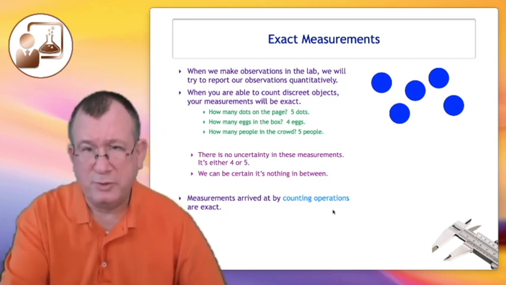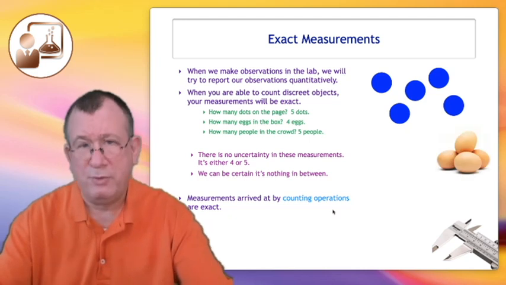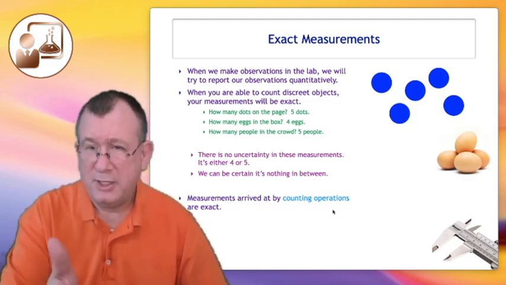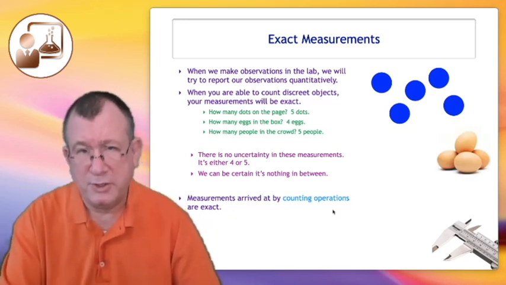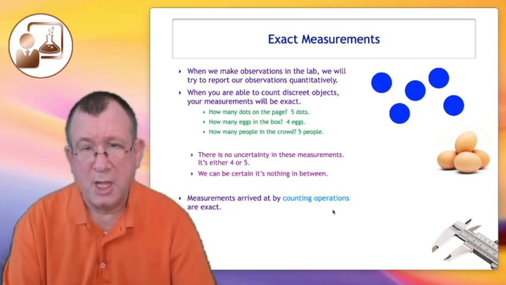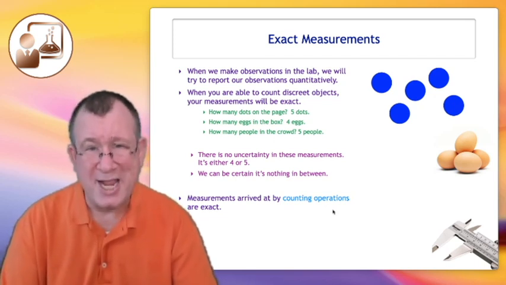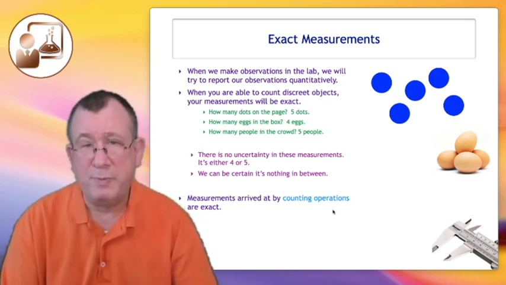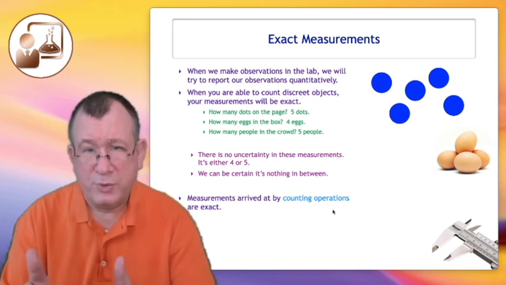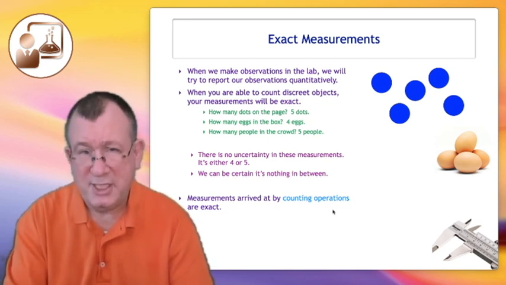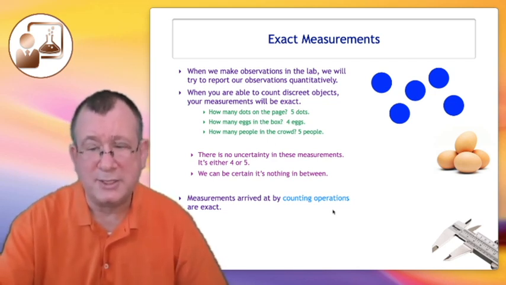We can count them. 1, 2, 3, 4, 5. If I ask you in your refrigerator how many eggs are on the shelf, you take a look. Maybe there's 5 eggs. 1, 2, 3, 4, 5. You can see each egg, so you know how many eggs there are. Exactly. No doubt about it. Everyone who opens that refrigerator door will see each egg and say 5 eggs.